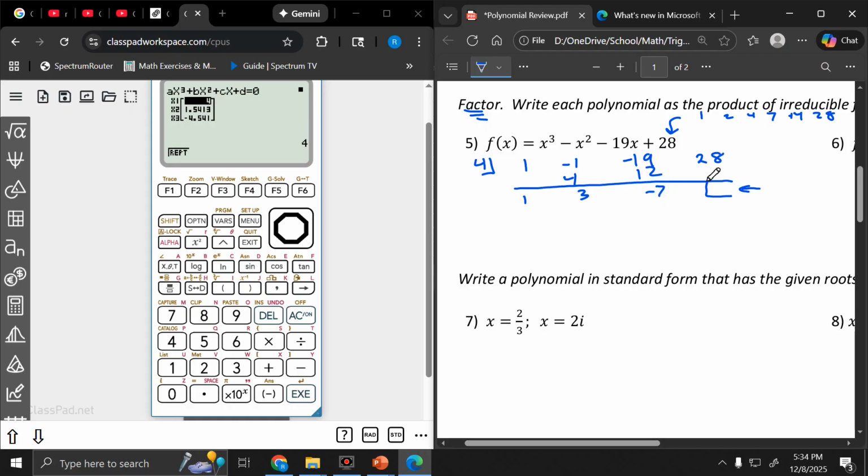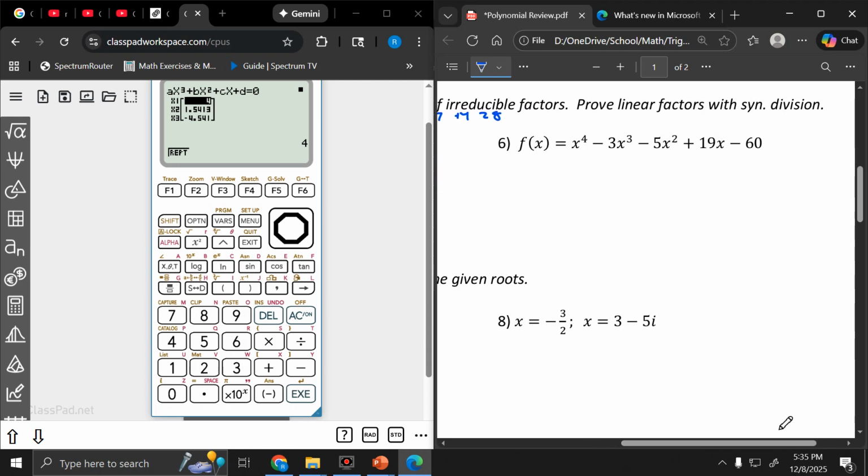Add down, and I do get a 0. Now, if I had more factors over here that worked out exactly, then I would divide again, but I don't. So I have x equals 4 is a root, which means x minus 4 is the factor. Then I have x squared plus 3x minus 7, and this is the factoring. Go ahead and try number 6.